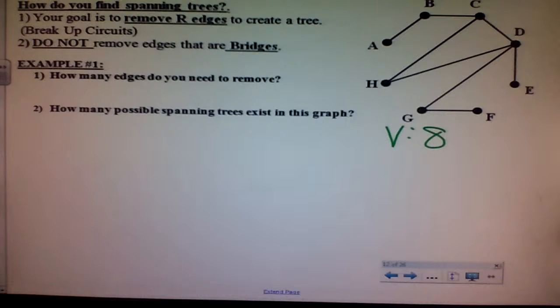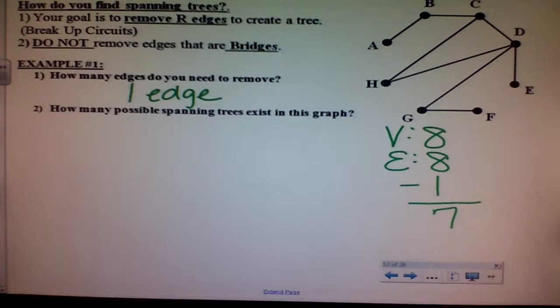How many edges are in my graph? 8. So I need that to become 7, so I need to lose 1. So I need to remove 1 edge. What edge do I need to remove?